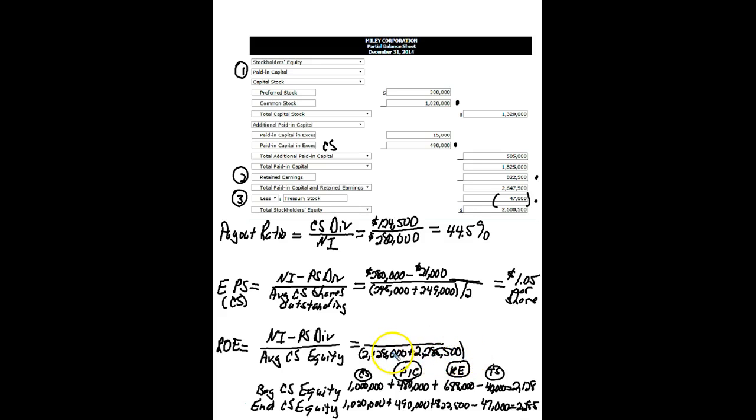So I take beginning common stock equity, add the ending, and divide by 2 to get an average. Our numerator is the same as earnings per share: net income of $280,000, subtract the preferred stock dividend. Then we get the return on equity. I'll get a percentage because the bottom is also a dollar amount, so dollars divided by dollars, and I get 11.7% return to common shareholders. They got a return on their investment of 11.7%.